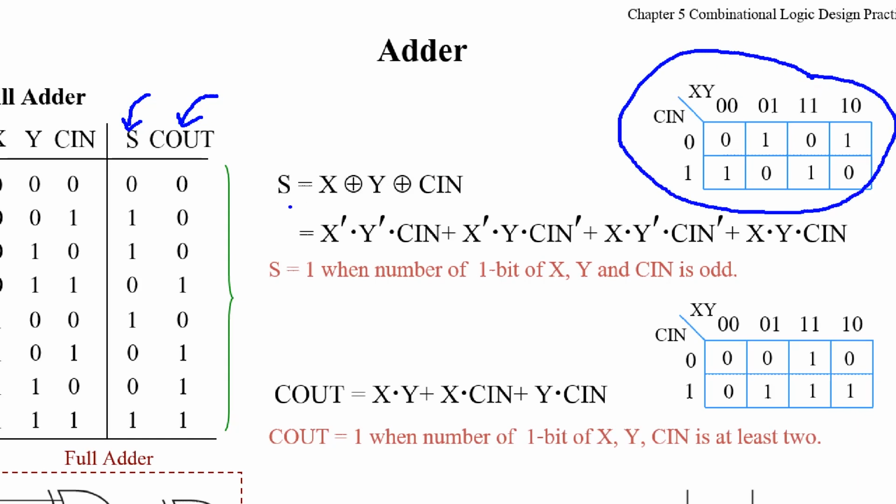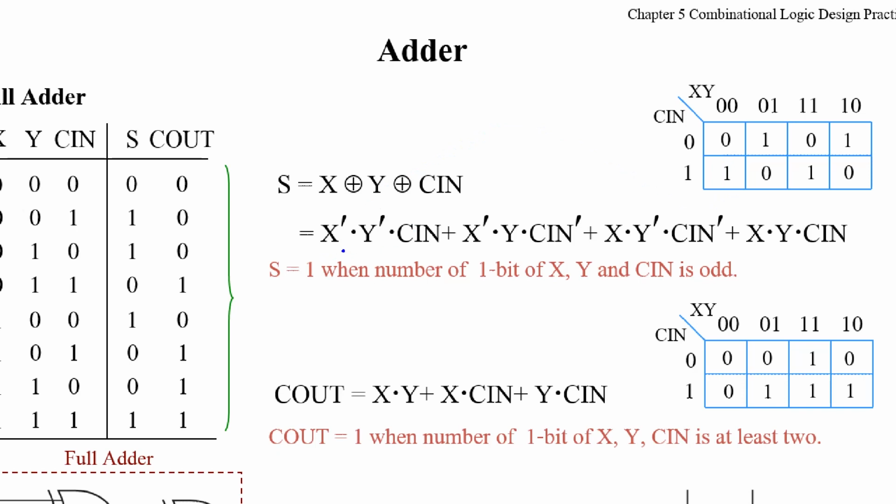Okay, you can write it here like this, and each term for this one is x, y is 0, 0, carry in 1, so it's x prime, y prime, carry in. This term is 0, 1, 0, so it's x prime, y, carry in prime. 1, 1, 1 is x, y, carry in, and 1, 0, 0 is x, y prime, carry in prime. After that, you can arrange these terms into an XOR function. Namely, for example, x prime and x prime share a common term, so you can move this common term out. So it becomes x prime and then parenthesis y prime carry in plus y carry in prime.